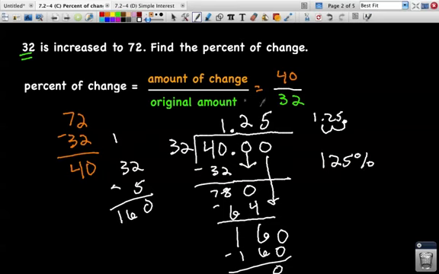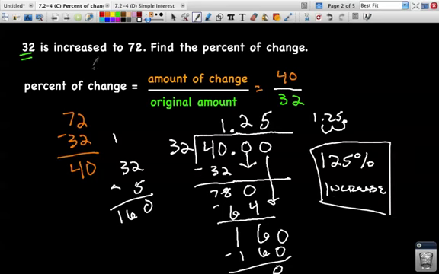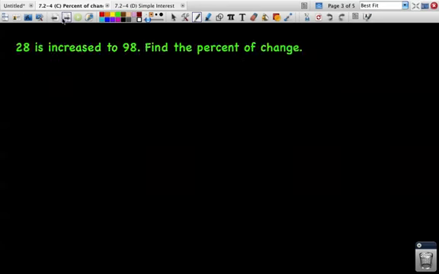32 increased to 72 is a 125% increase because, again, we increased the number, we didn't decrease. Okay, and that would be my final answer. All right, let's take a look at another one.